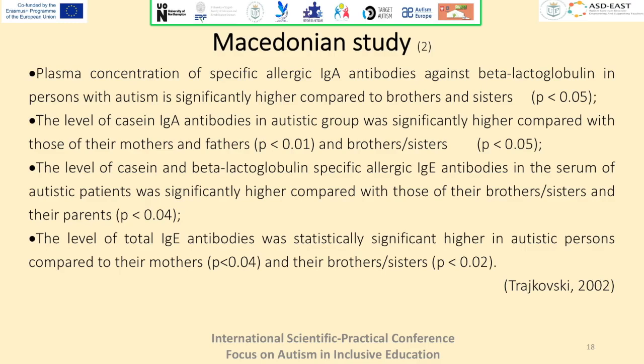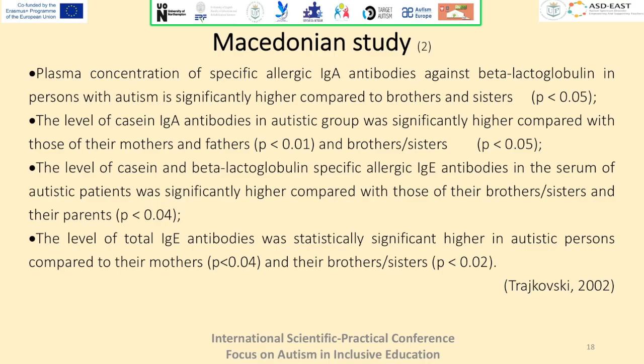The level of casein IgA antibodies in autistic groups was significantly higher compared with those of their mothers and fathers, and also brothers and sisters. The levels of casein and beta-lactoglobulin specific allergic IgE antibodies in the serum of autistic patients was significantly higher compared with those of their brothers, sisters, and their parents.